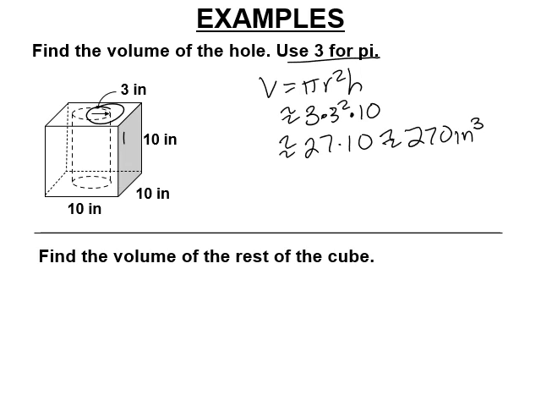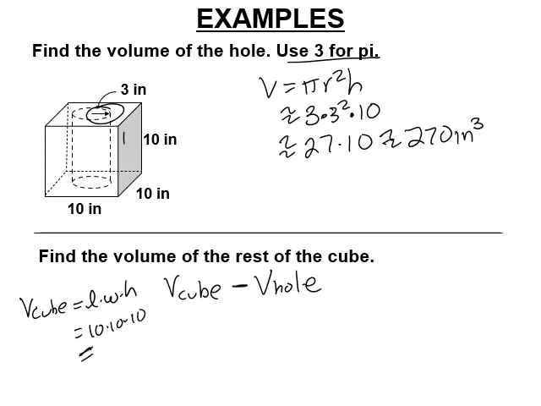Find the volume of the rest of the cube. So we want you to find the volume of a cube, then take away the volume of the hole. All right, so a cube, how do you find the volume of a cube? Well, the volume of a cube is length times width times height. So that's 10 times 10 times 10, or that's exactly 1,000 cubic inches, right? So this is 1,000 cubic inches exactly, minus approximately 270 cubic inches.